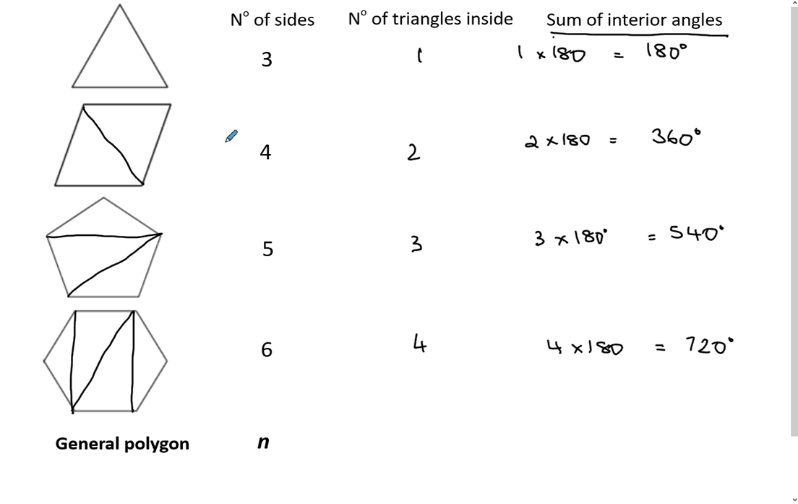Okay, so you can see the connection here. Can you see we take the number of sides and we go minus 2, and we get the number of triangles. So it's always the number of sides minus 2. So for a general polygon with n number of sides, you just go n minus 2 times 180, and that will give you the sum of the angles.